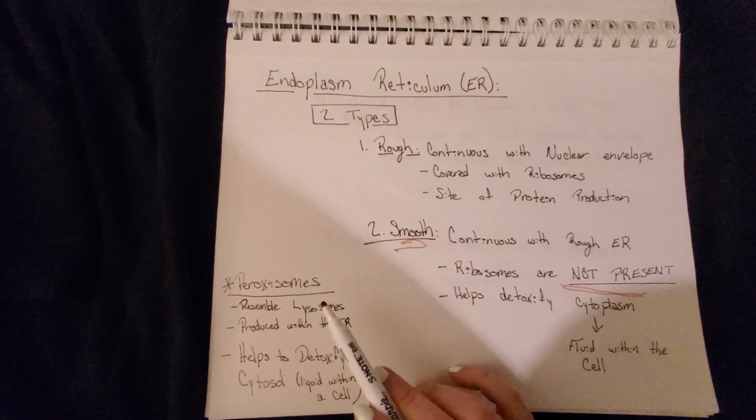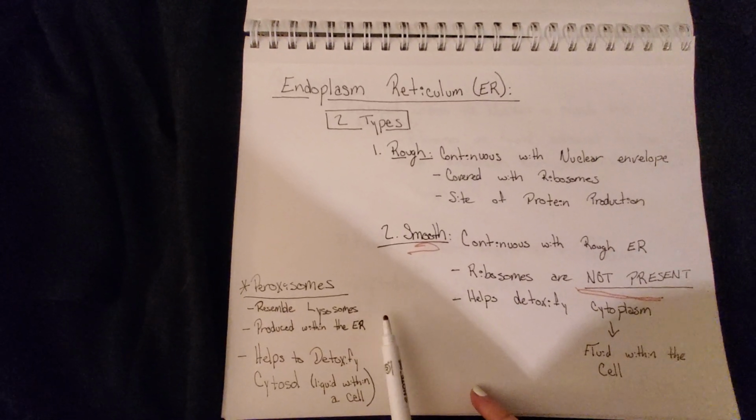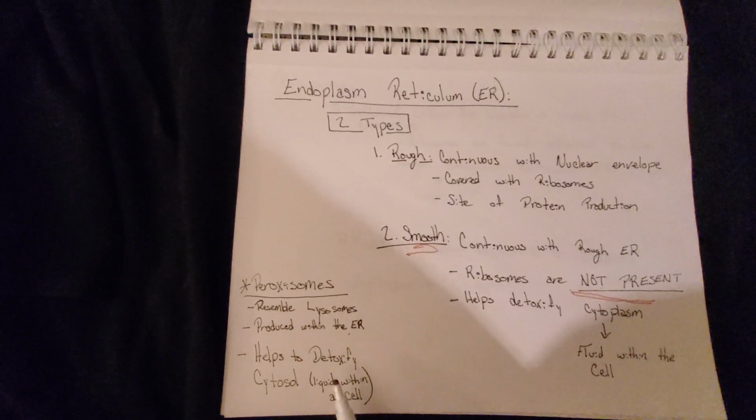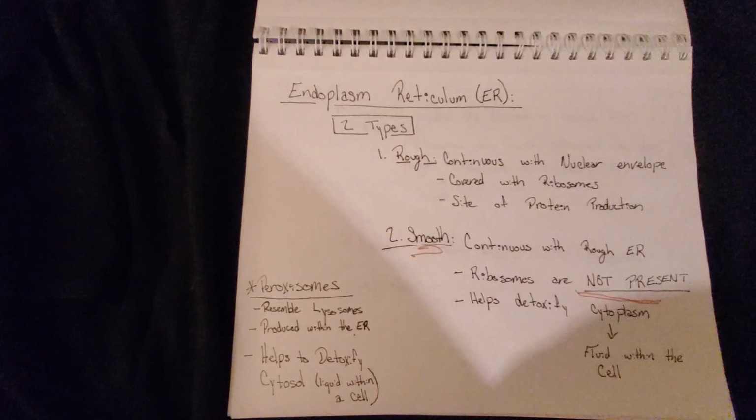And then lastly, I want to talk about on this slide peroxisomes. They resemble lysosomes, which we're going to talk about in a minute, but they're produced within the ER. They also help to detoxify the cytosol within a cell.